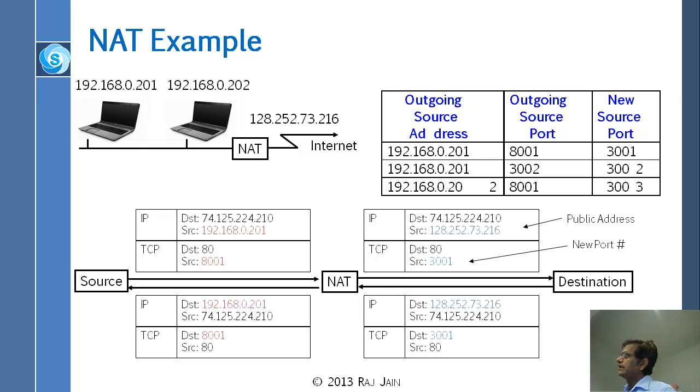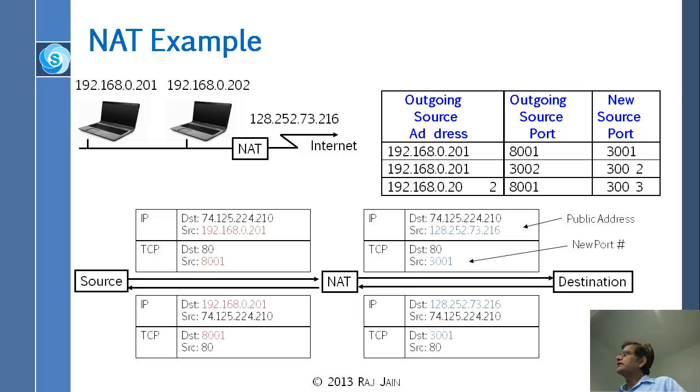So the destination is 216, which is the public IP address. The source is this thing, which is okay, and the destination port is 3001. And that is the key. So now when the NAT gets this packet, it looks at 3001 and at that entry, and it says, oh, this actually came from 201 with the port of 8001. It changes those two fields, putting the destination of 201 and the port of 8001.